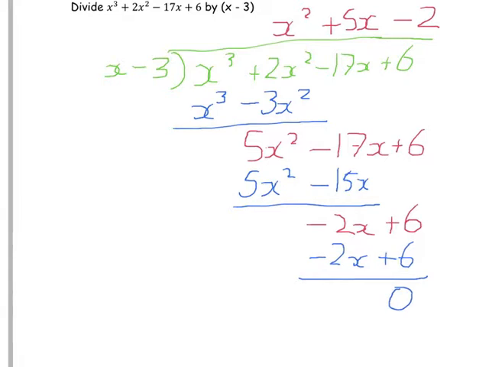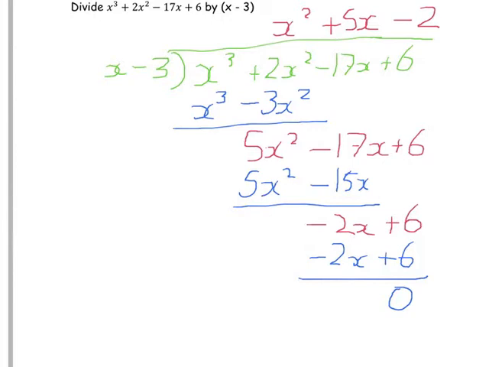Now, this means that x minus 3 is a factor of x cubed plus 2x squared minus 17x plus 6. Had this not been 0, say we'd been given the answer 6, that is the remainder, which also means that x minus 3 would not be a factor of the given cubic expression.